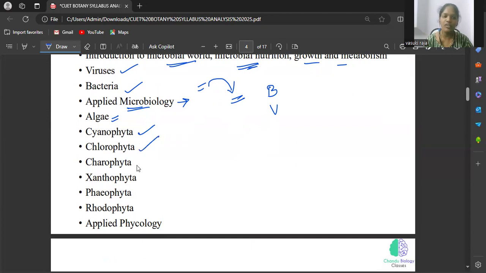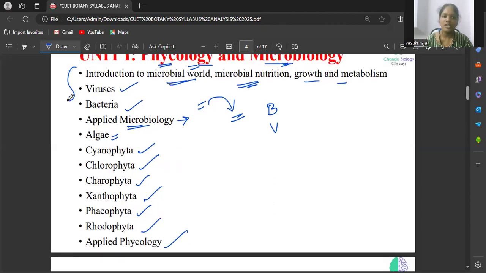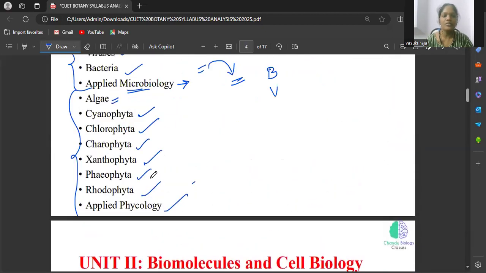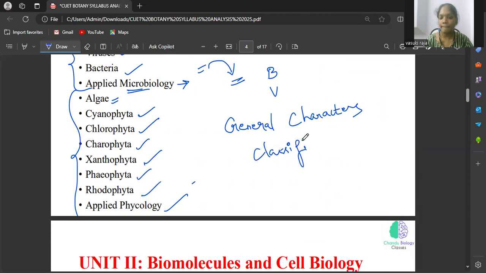Like that: Cyanophyta, Chlorophyta, Charophyta, Xanthophyta, Pheophyta, Rhodophyta, and applied phycology. Okay, see, these are all completely related to microbiology, and these are completely related to phycology. So when it comes to algae, we have to focus on general characteristics. Like I said in chordata and non-chordata, when it comes to algae, we have to focus on the general characters first of algae, and what are all the classification of algae.